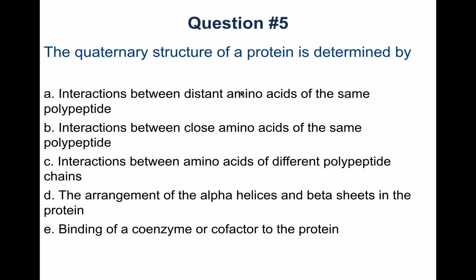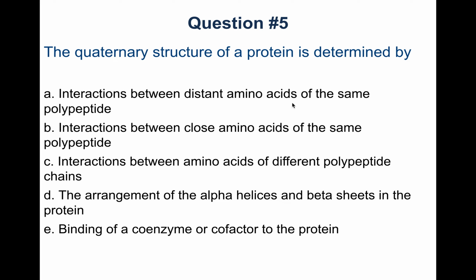All right. Different sections of the polypeptide chain are going to start forming structures like alpha helices and beta sheets. So D right here is not the answer because this is actually part of the secondary structure. The tertiary structure is where you actually get the 3D folding of the protein. This is when you'll have interactions between different R groups of amino acids that are part of the same polypeptide chain.